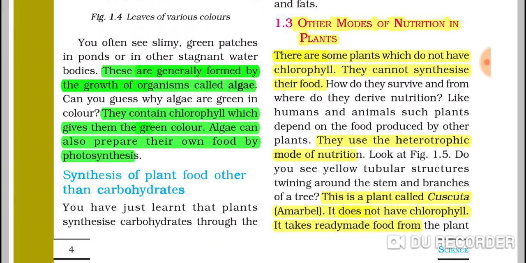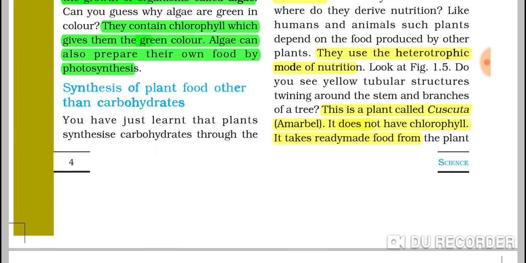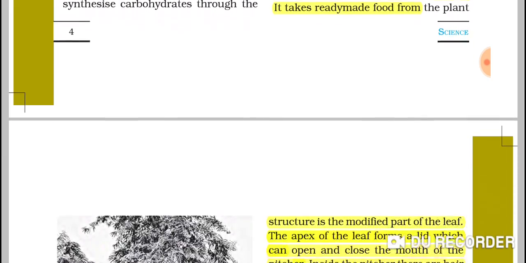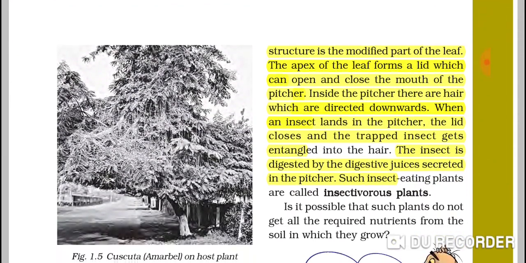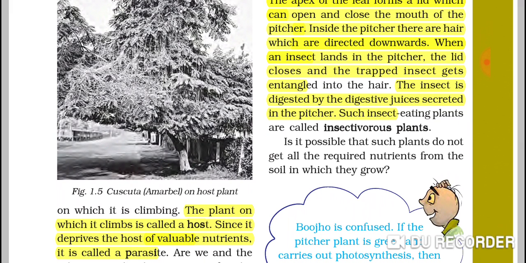So one such plant is the parasitic plant. An example of a parasitic plant is cuscuta or amarbel. It does not have chlorophyll, and it has a tubular structure which is yellowish in color. Yes, you can see this cuscuta. This is a tree, and on it this plant has covered the tree.